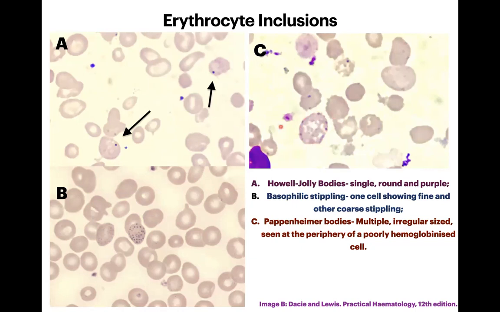So this is the difference between the Howell-Jolly bodies and Pappenheimer bodies. I will just repeat it once more. Howell-Jolly bodies are composed of DNA, basophilic stippling is composed of RNA, and Pappenheimer bodies are composed of iron.